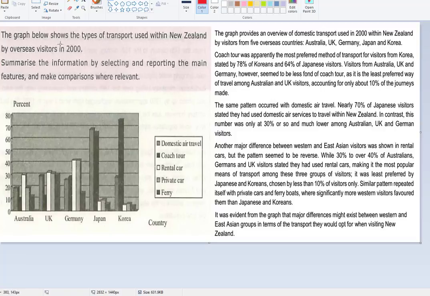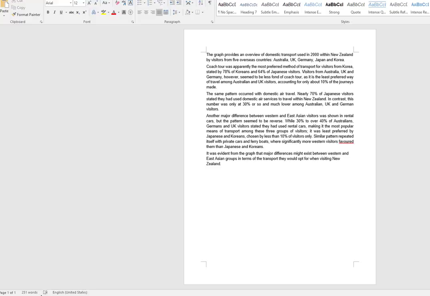Bar chart showing types of transport used within New Zealand by overseas visitors in 2000. Let's look at the word count. 251 words. That is just too long. So not a realistic example.